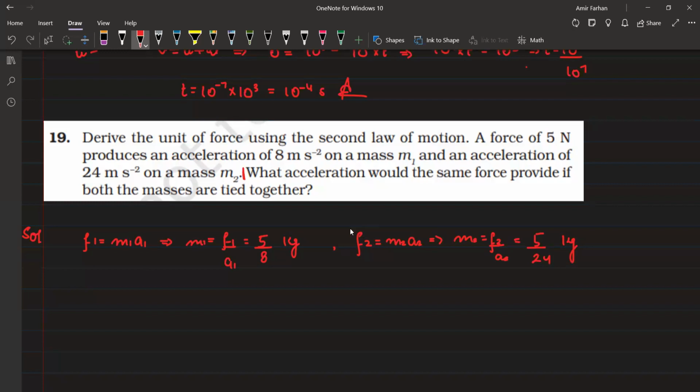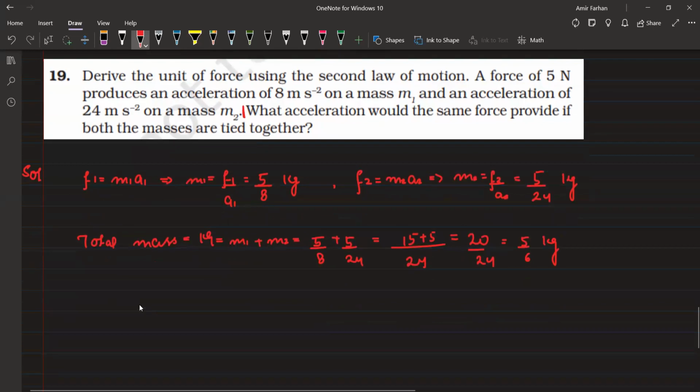This is in kg. So the question is saying, what acceleration would the same force produce if we tie both masses together. So total mass, let's assume m, is equal to m1 plus m2. So how much is 5 by 8 plus 5 by 24? Your LCM comes out to be 24. 24 by 8 is 3. 3 into 5 is 15, plus 5. That comes out to be 20 by 24. This comes out to be 5 by 6 kg.